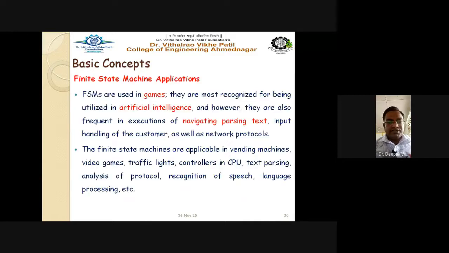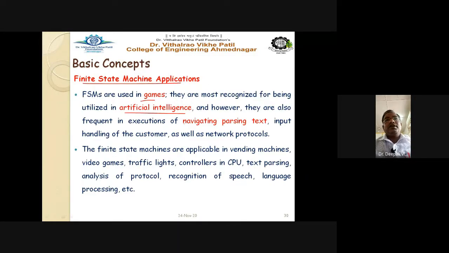The applications of finite state machines are listed here. They are generally used in game theory and most recognized for being used in AI applications. All the AI, machine learning, and data mining algorithms have their foundation in FSM. You can have states for any algorithm you consider, for example a classification or regression technique, or even clustering algorithms. Each algorithm has certain states, and after applying some inputs, the algorithm or agent changes its current state to the next state.